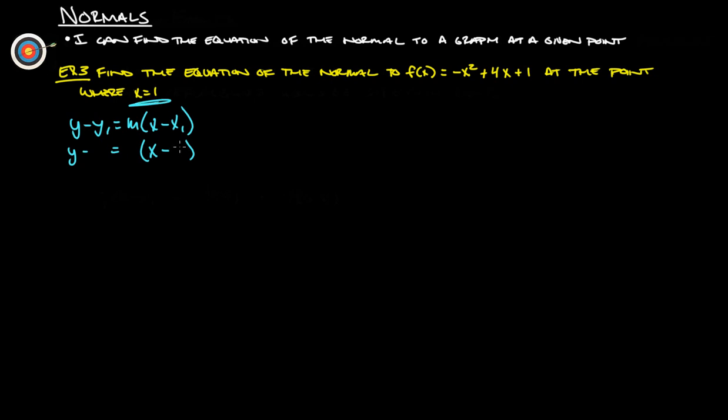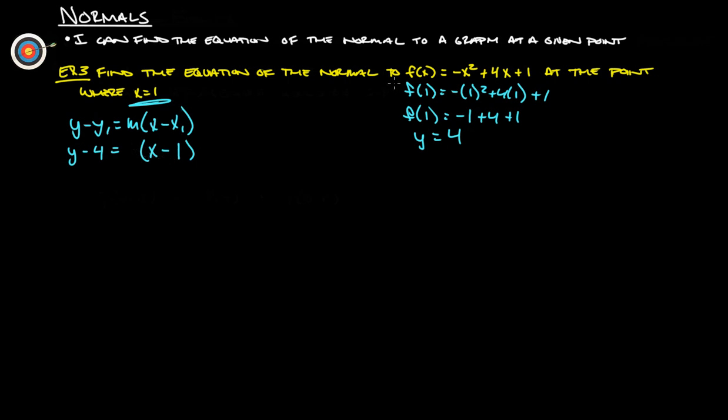We already know that the x coordinate is 1. We can find the y coordinate by plugging 1 into the original equation. So f of 1 equals negative 1 squared plus 4 times 1 plus 1. Negative 1 squared is 1, the opposite of that is negative 1, plus 4 plus 1, and f of 1 is really y, so y equals 4. Now we have the x and the y, and we just need the slope.